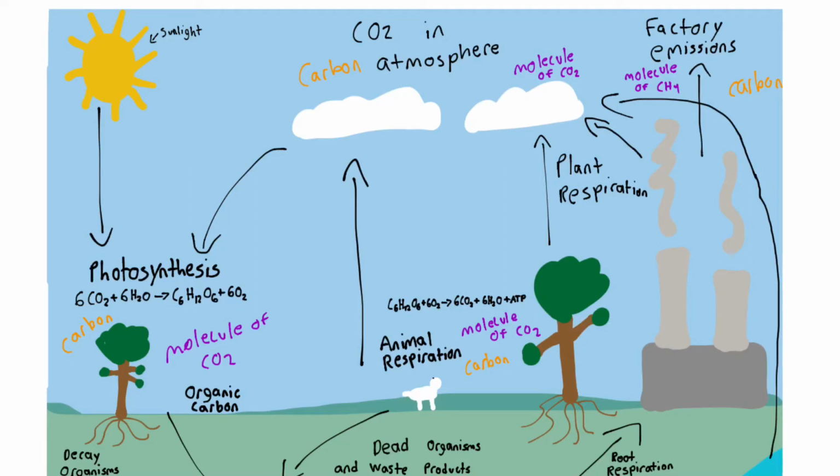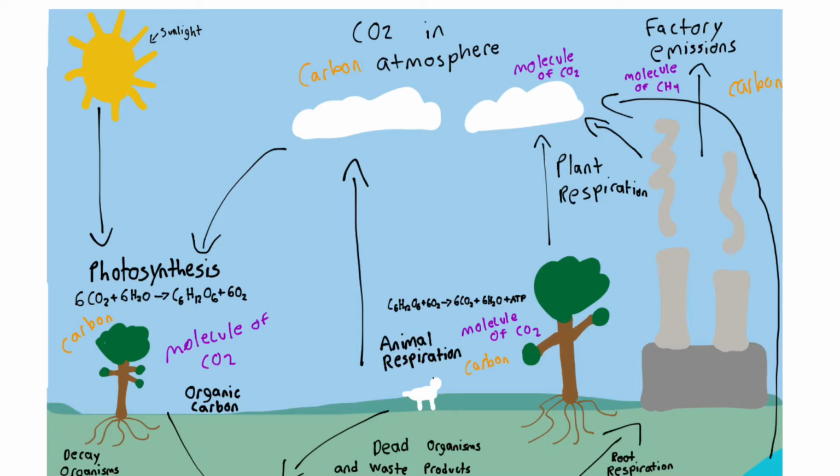Hello, this is the carbon cycle. So we start off with, I drew two trees. They both do the same thing. I just wanted one tree to kind of show the plant respiration, the other tree to show the photosynthesis. We'll start with the left hand side with the tree that demonstrates photosynthesis.